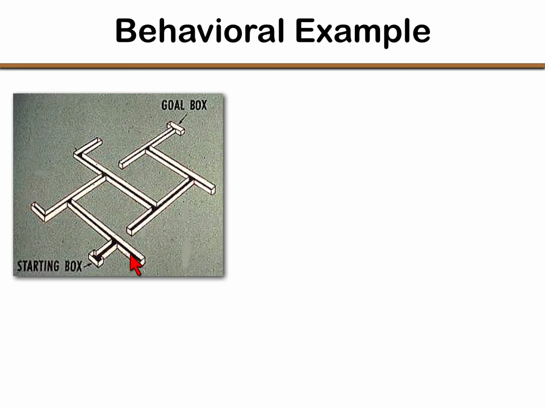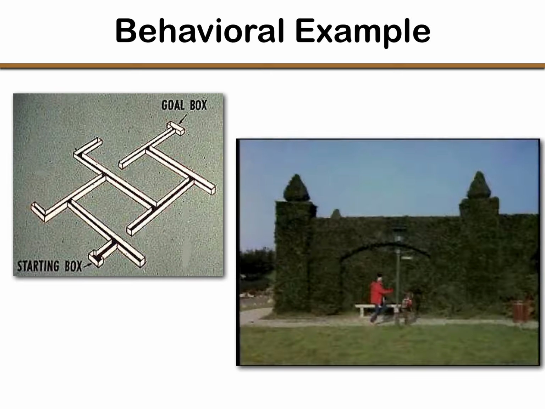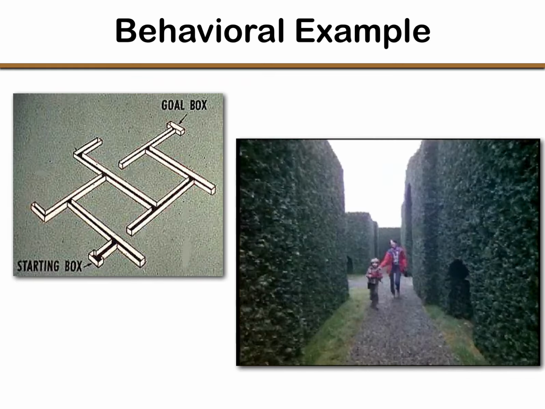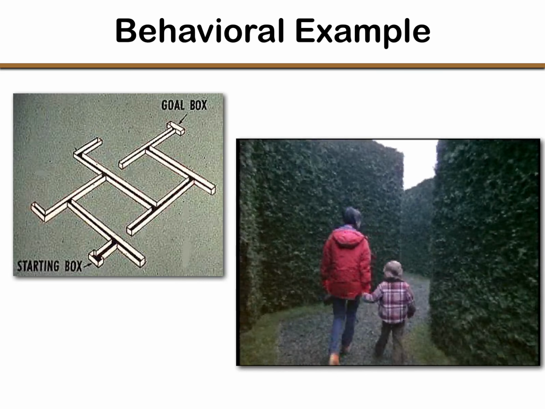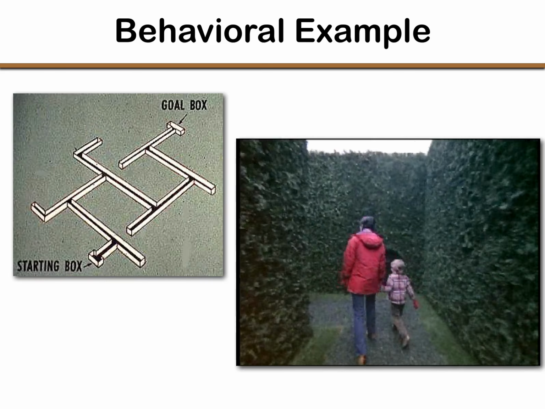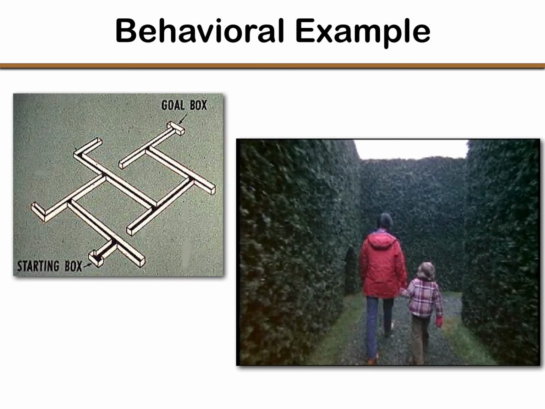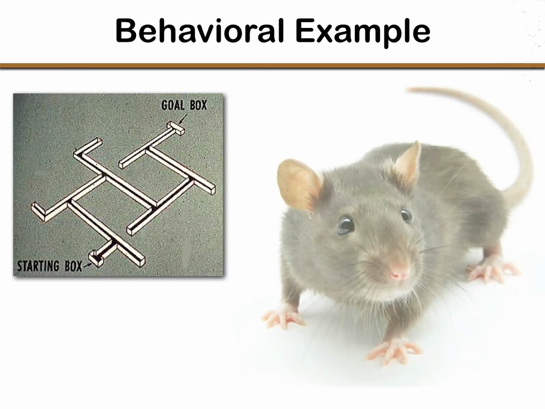If you start here and go there, you've made an error. Okay, you can correct that and back up and go here. But if you go there, you're making another error. Okay, you can correct that. So you can count the number of errors that you make while running a maze. These are humans running a maze. This is a Hampton Court maze. Very popular in the UK, actually. And you'll find some of these things in this country as well. Easy to get lost in those things.